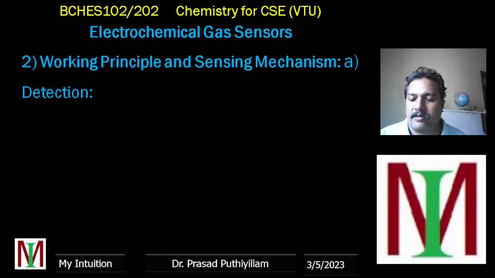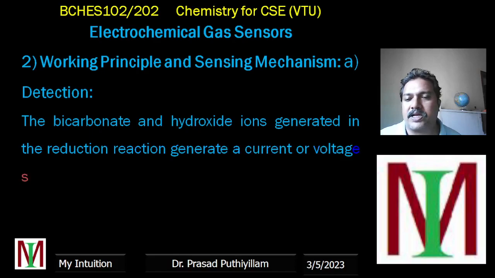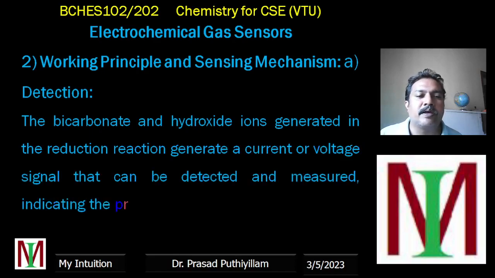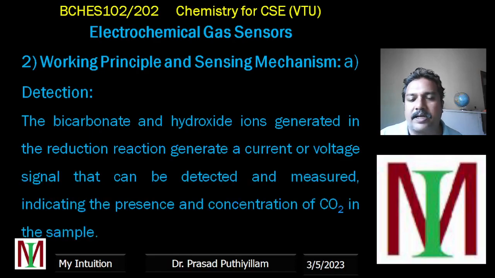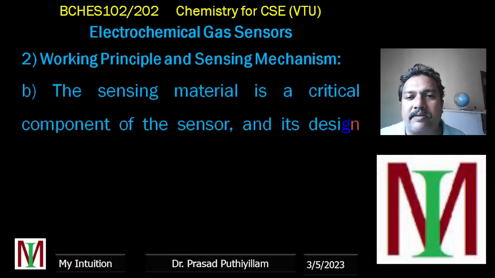Okay, so detection. So we get some changes. Bicarbonate ion is formed, and hydroxide ion is generated in the reduction reaction. It will generate a current or voltage signal which can be detected, indicating the presence of carbon dioxide in the sample or in the atmosphere where we are using the sensor. So that is generally how it is given.